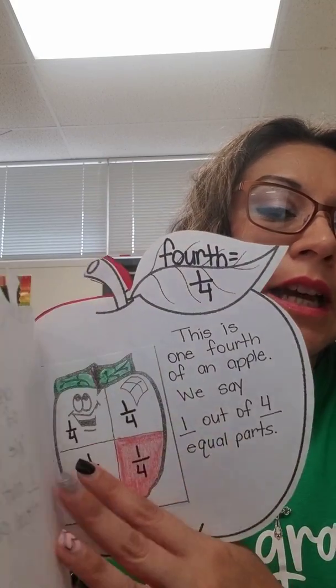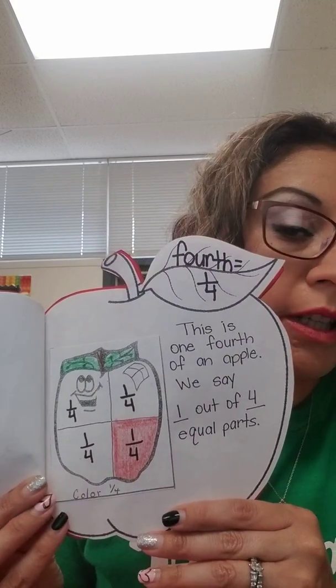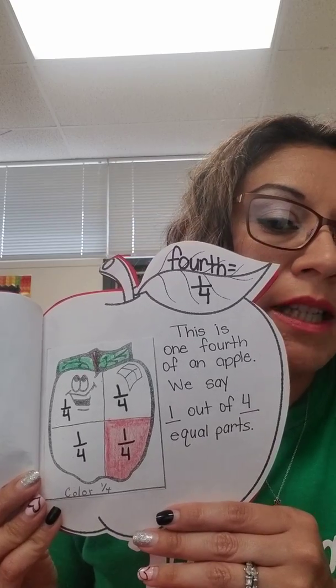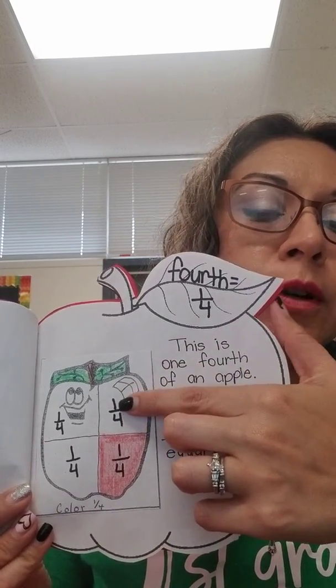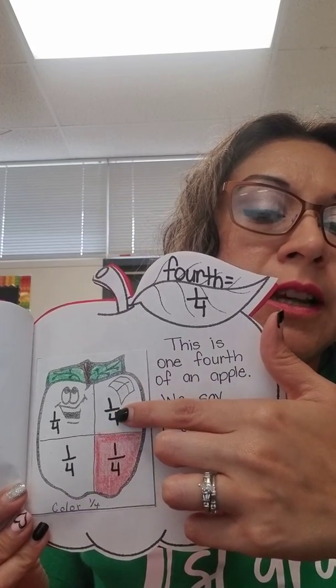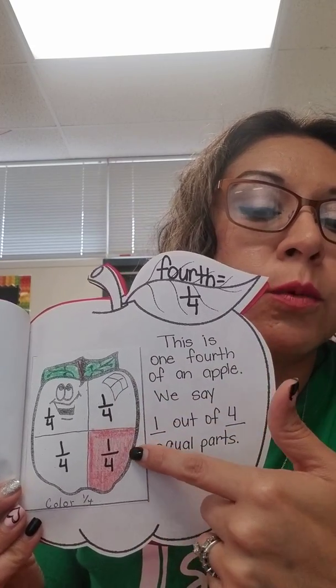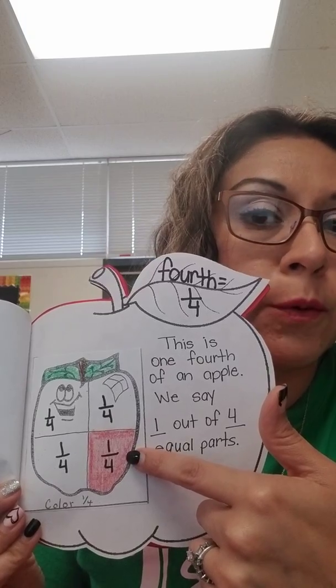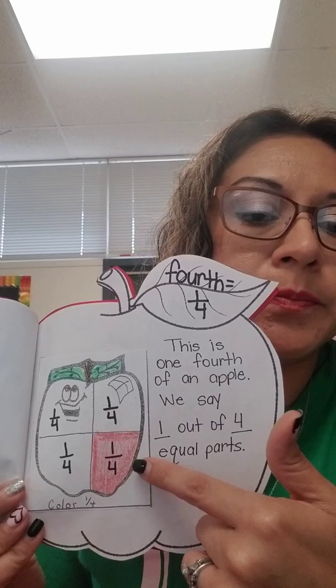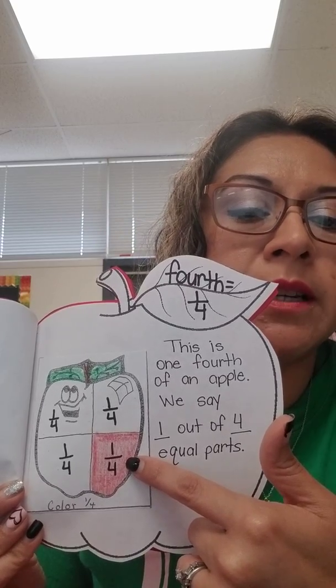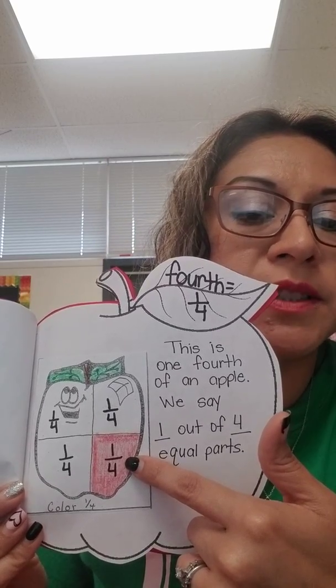And then we cut the apple up into 4 pieces, 4 equal pieces. So we say 1/4. And we write that 1 over 4. 1 and a line, and then underneath the line is the 4. And here we colored 1/4 of the apple. 1/4 of the apple is 1 piece out of the 4 pieces it was cut into. We say this is 1 out of 4 equal parts.